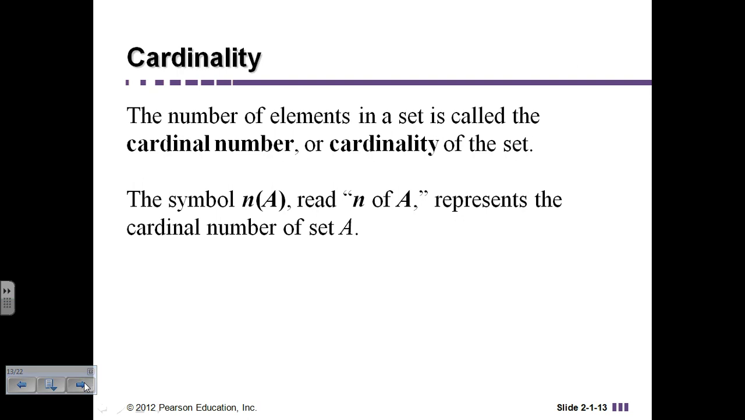Cardinality means the number of elements in the set. So if I'm asking you for the cardinal number or the cardinality of the set, we're asking how many elements there are in the set. The symbolic representation of that is n parentheses A, which is read n of A. And n of A represents the cardinality of a set.